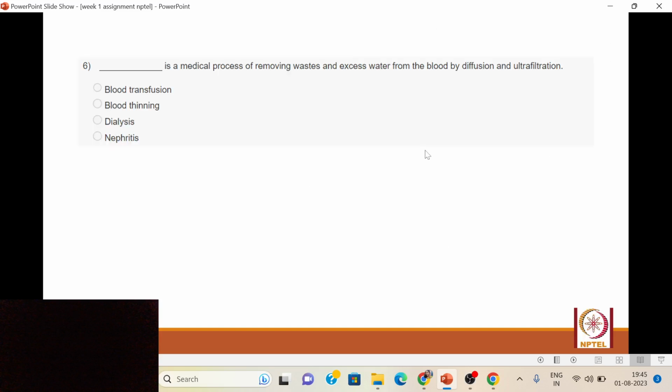Okay, we'll move on to the sixth question. Dash is a medical process of removing wastes and excess water from the blood by diffusion and ultrafiltration. Blood transfusion, blood thinning, dialysis, nephritis.